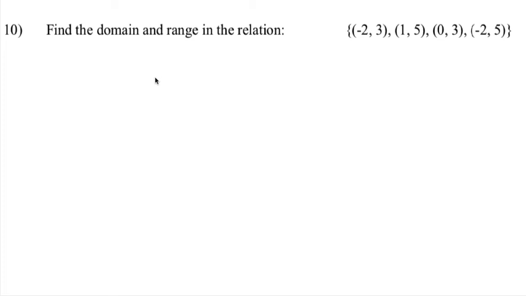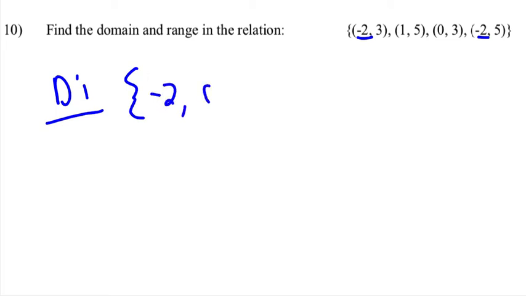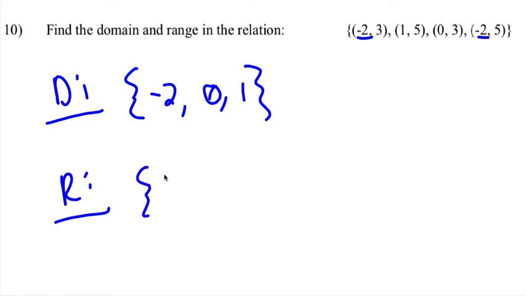Next, find the domain and range. Now remember, when you're finding domain, it's all of your x coordinates written in order from least to greatest, and if there's any repeated, like the negative 2, we don't need to write that twice, we'll just write it once. Alright, so negative 2, 0, 1 is your domain, and the range is all of your y coordinates. So I have 3, 5, 3, 5, so there's actually only two numbers in the range, which is 3 and 5. And again, we don't have to write that more than once.